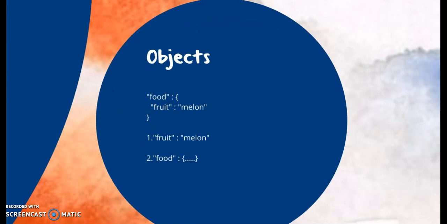Here is another example of an object. Here we can see two pairs. The first pair is fruit melon, and the second is food and a curly brackets pair. So like one object is nested in another object. Actually, you can have the same with arrays. So you can have one array inside another array.